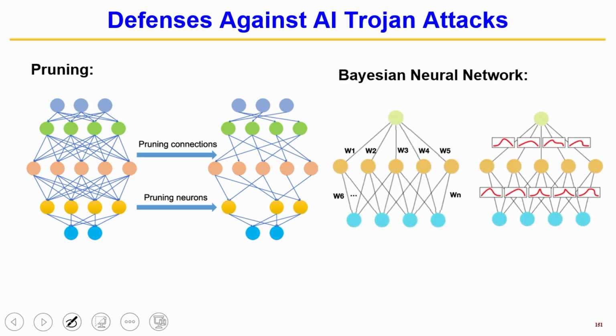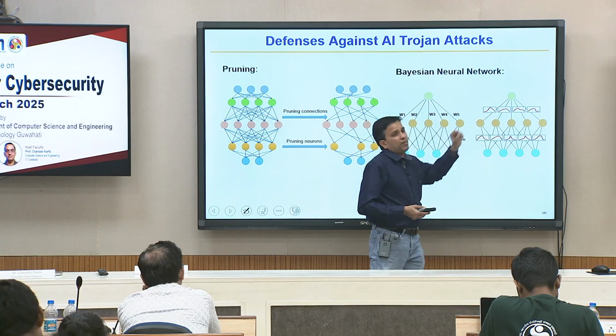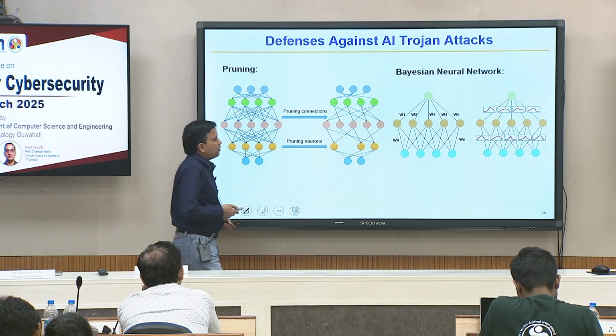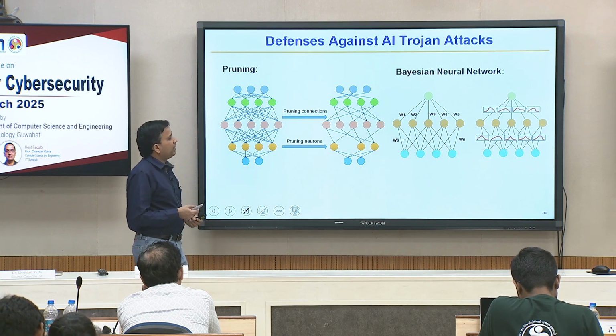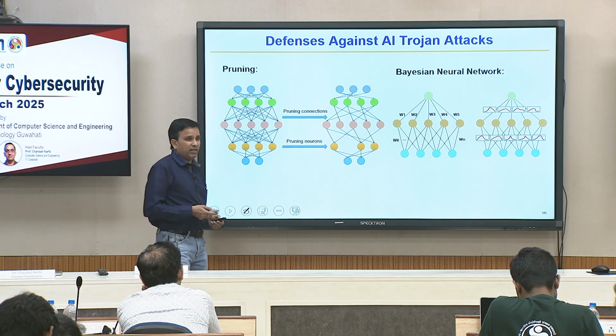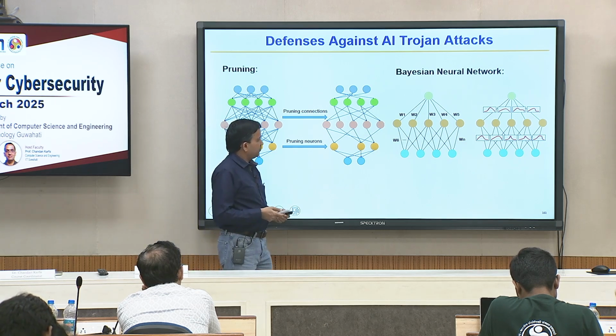And Bayesian neural network, unless you made use of it, is the same as a neural network. In a neural network you have a weight, a number, a value, integer or floating point. Here you have a probability distribution. So, the way probability distributions work and how they are merged, it is very difficult to push this AI Trojan attack on a Bayesian neural network.